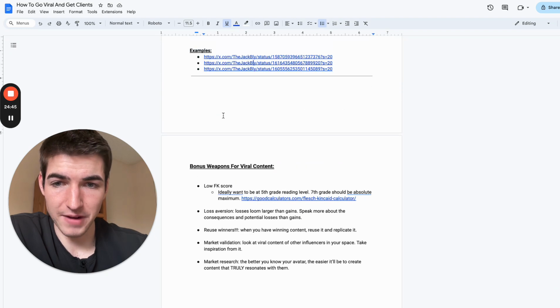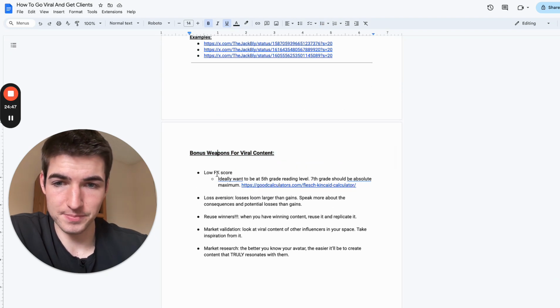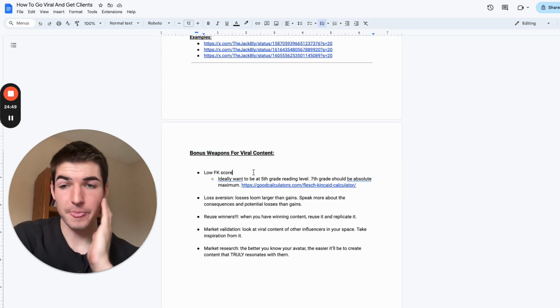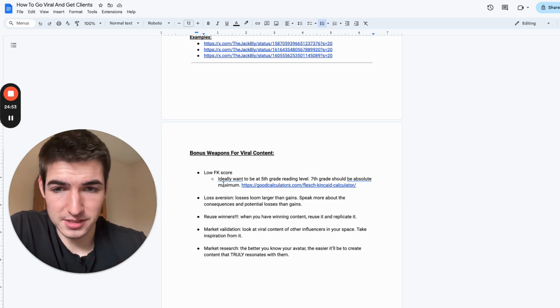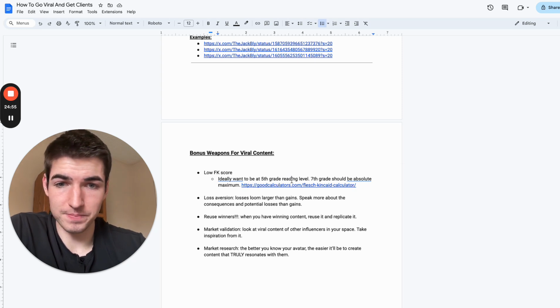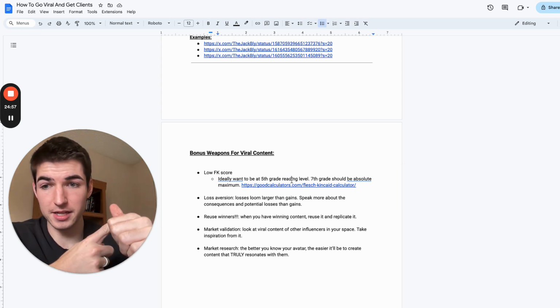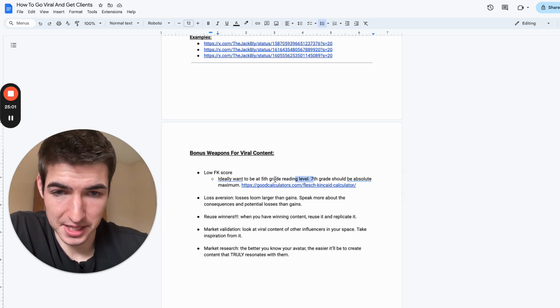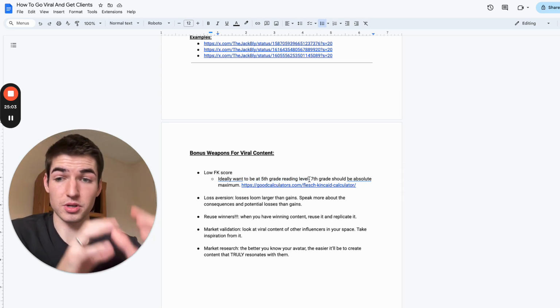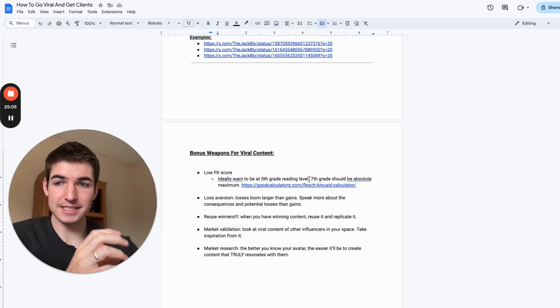I'm going to give you the final bonus weapons here for viral content. A huge one, a lot of people do this wrong, is a low FK score. Basically this is the grade reading level of your content. It can be written, it can be video as well. But basically you want it to be at a 5th grade reading level. You want your content to be so easy to comprehend, it's instant.